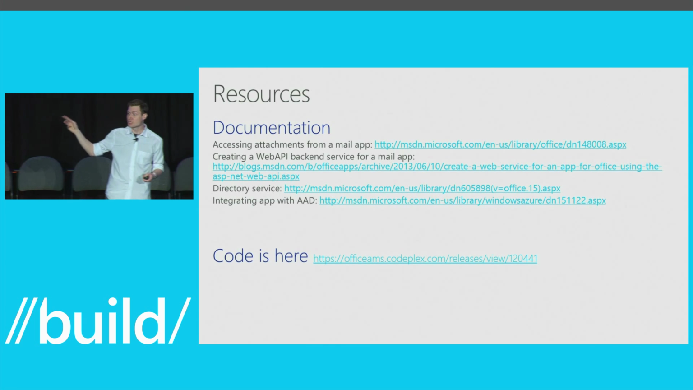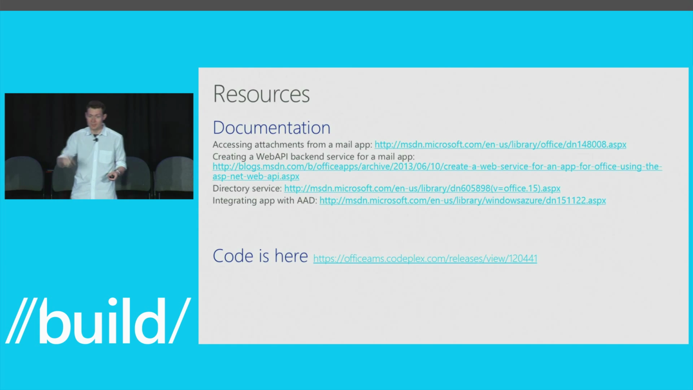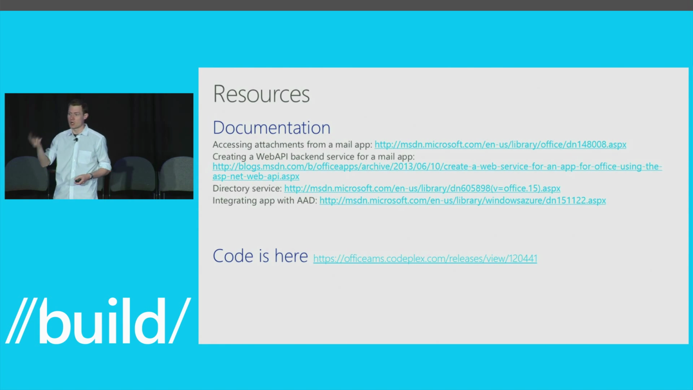Now, the code won't work immediately for you because it uses my client ID and my client secret, and it's hard-coded for my SharePoint URL. But if you go to those documents, you can create your own app in the Azure portal. You can create your own client ID and secret, and put those into my code in the OAuth controller.